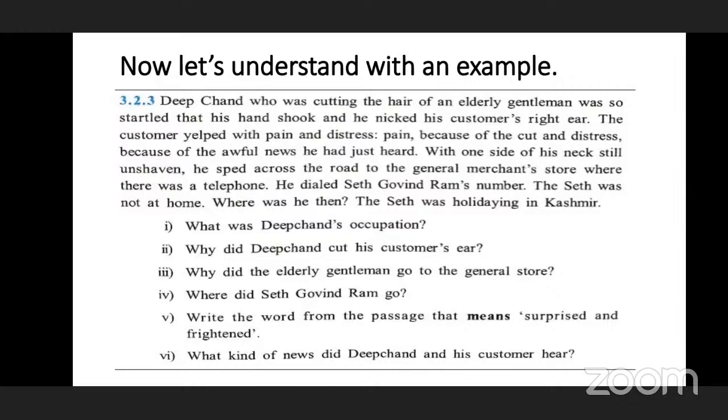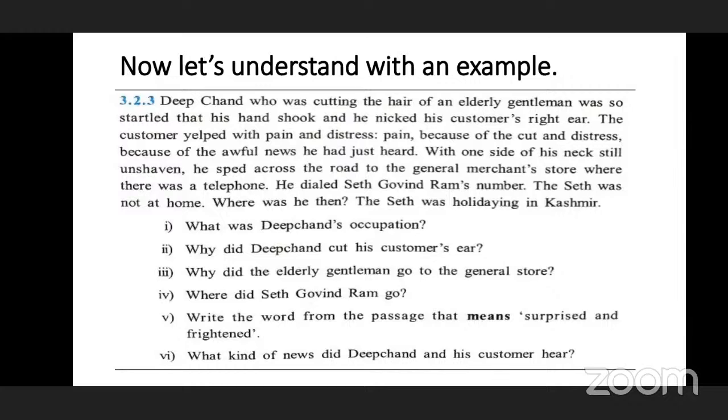Why did Deep Chand cut his customers' hair? Of course, they heard some awful news. Due to that, he did so. Why did the elderly gentleman go to the general store? In order to make a call to the owner. See, he sped to the general merchant store where there was a telephone, and he dialed Seth Govind's number. Where did Seth Govind go? Of course, the last line of the paragraph says it. He was holidaying in Kashmir.